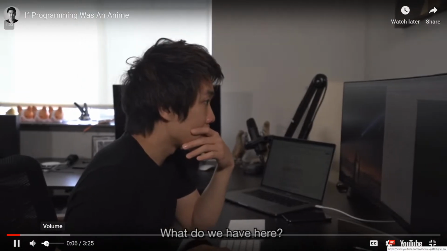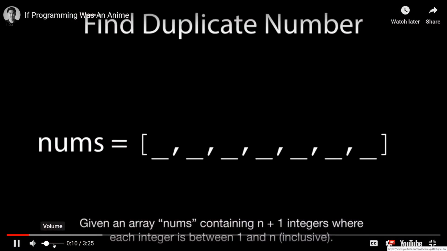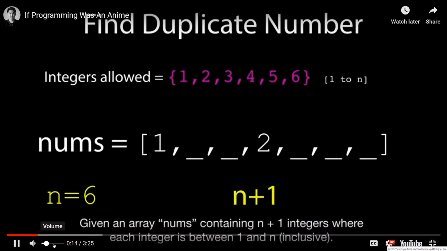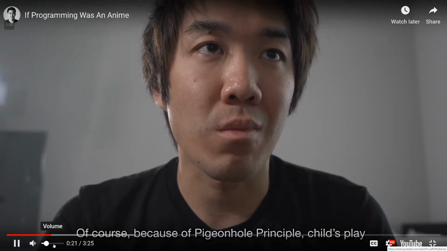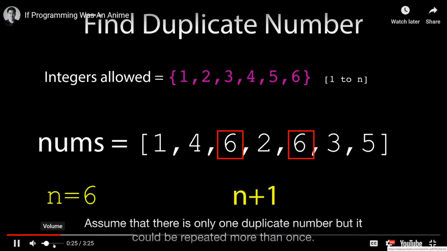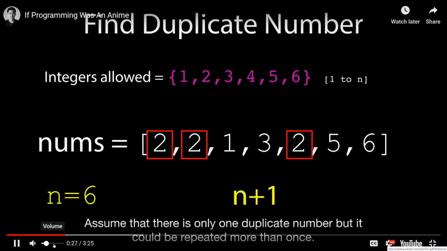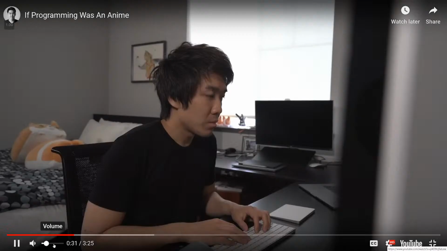What do we have here? Find duplicate number. Given an array nums containing n plus 1 integers, where each integer is between 1 and n inclusive, prove that at least one duplicate number must exist. Of course, because of the pigeonhole principle. Child's play. Assume that there is only one duplicate number, but it could be repeated more than once. Find the duplicate number.